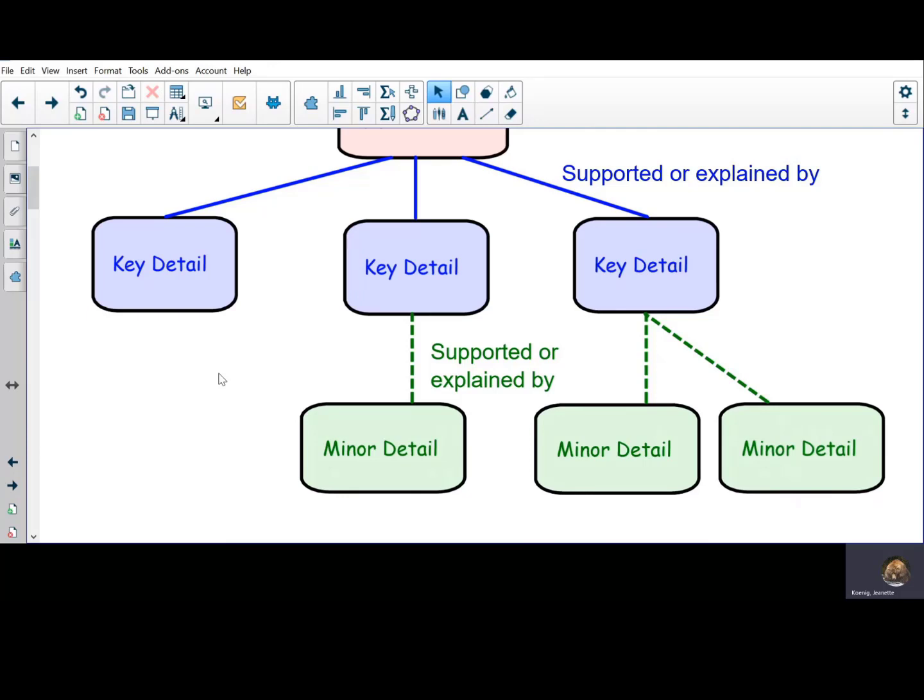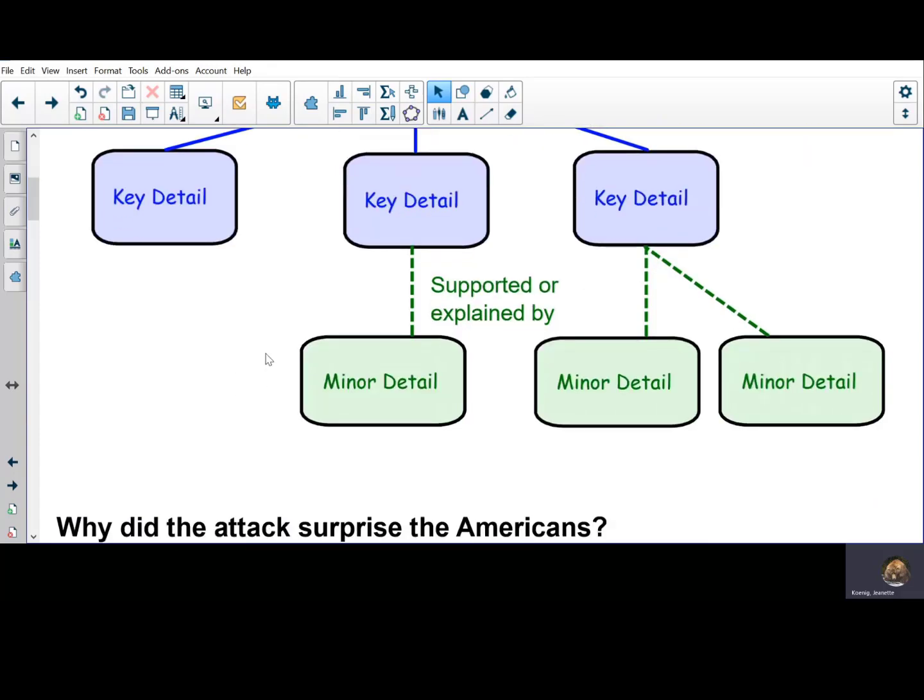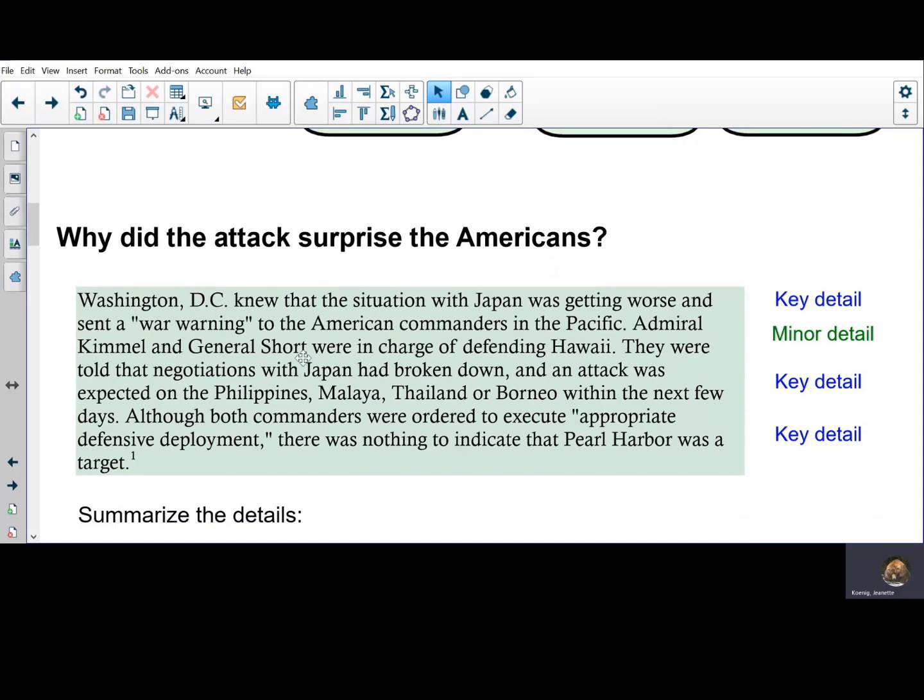We might have just one minor detail. We might have a couple of minor details or even more, or we might not even have any at all. So let's look at an example of how this works. Why did the attack surprise the Americans so much?